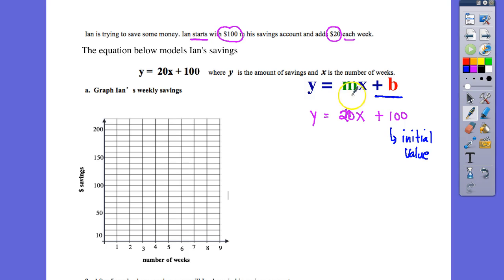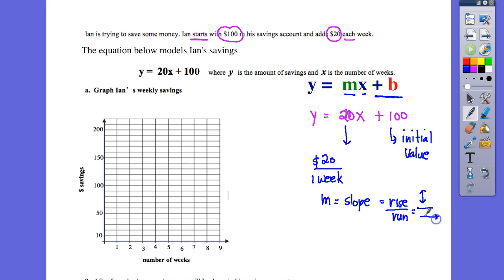And then the number in front of x, in this case 20, in this context is $20 per 1 week. That m, we know, is the slope, and we know slope is rise over run. So the top number is a vertical movement, either up or down, and the bottom number is a horizontal movement, left to right. So let's use this information to graph the equation over here.